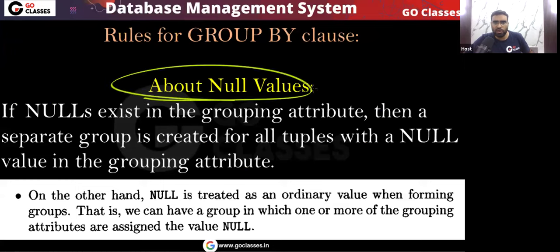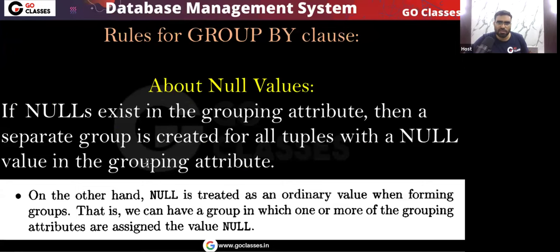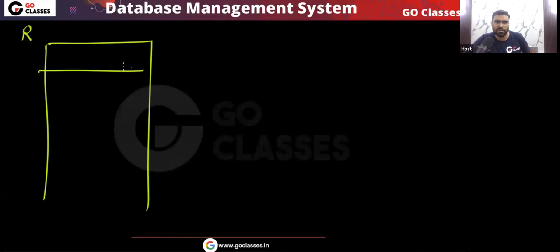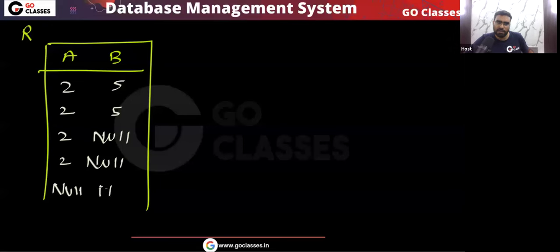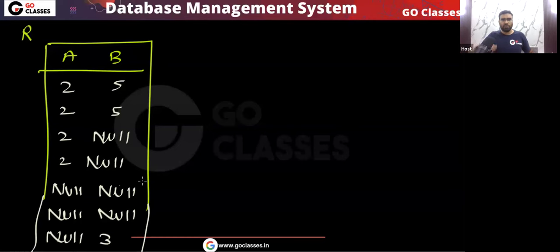Okay. Now let me tell you about null values. If you have null values, then how will you do the grouping? Okay, for example, let me give you a table R, in which there are two attributes A, B. Let me give you some, for example, 2 5, 2 5, 2 null, 2 null, null null, null null. Okay, like this. So let's assume you have this, and maybe null 3. Okay, so you have this table.